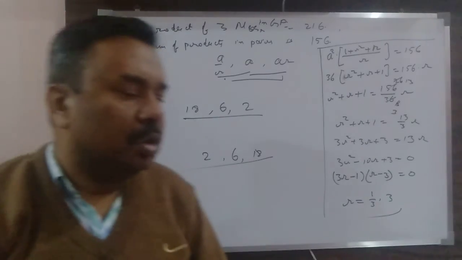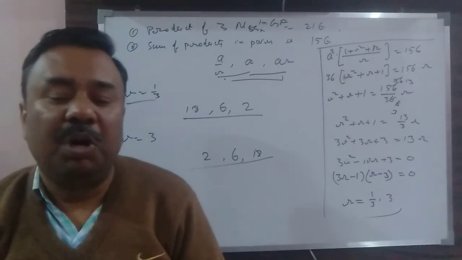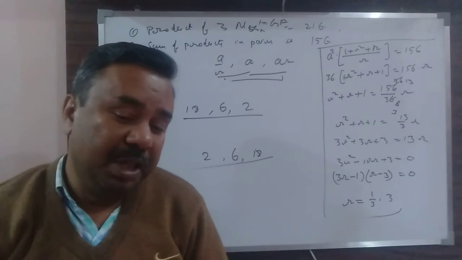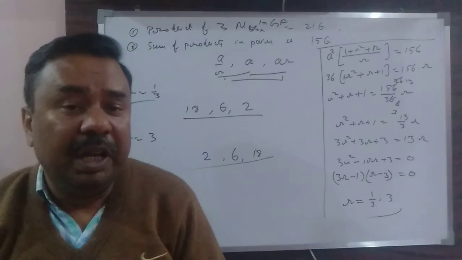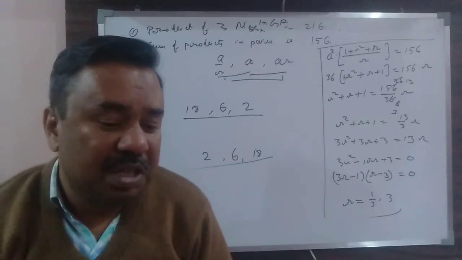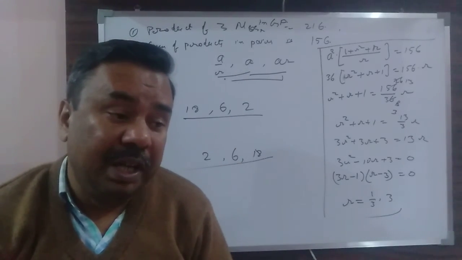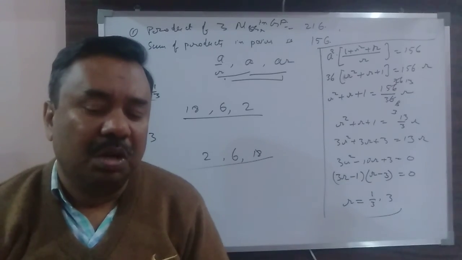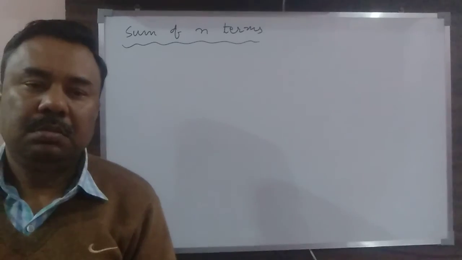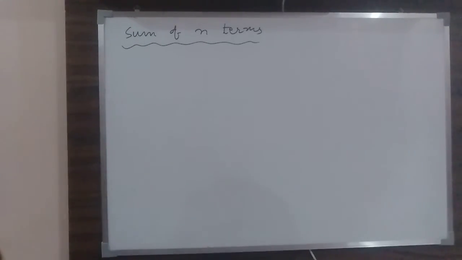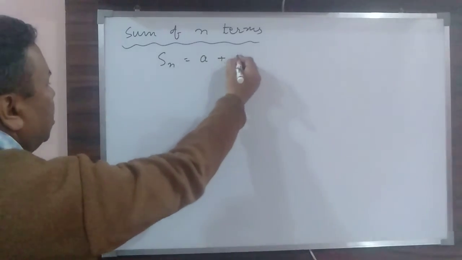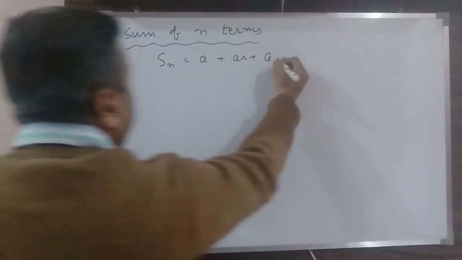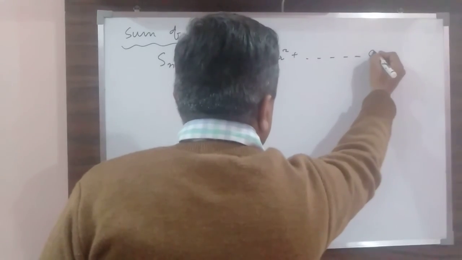Now I will show you how to find out sum of n terms of a GP, and at the same time, what will be the sum if the GP is continued to infinity in some specific case. Okay, so now let's proceed. Now what I have to find out is the sum of n terms. Just denote the sum as Sn and let it be a plus ar plus ar square plus up to ar raised to the power n minus 1. This will be the sum.